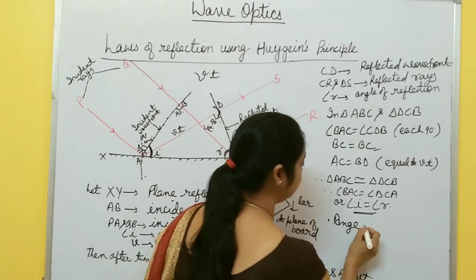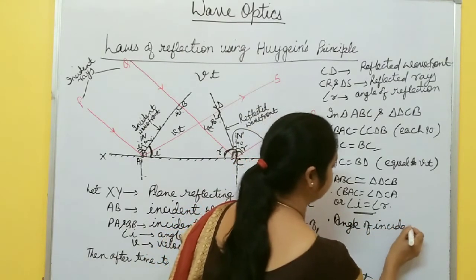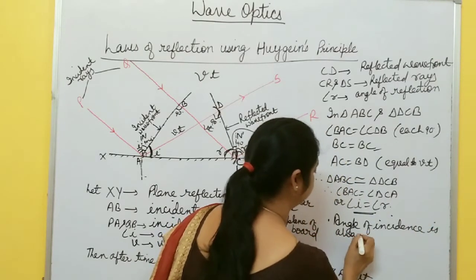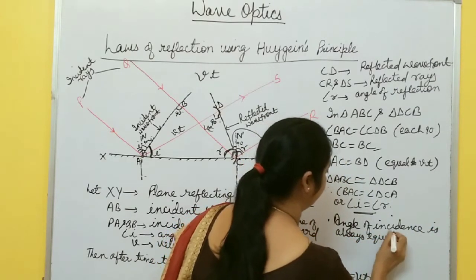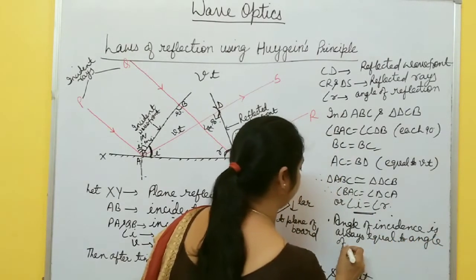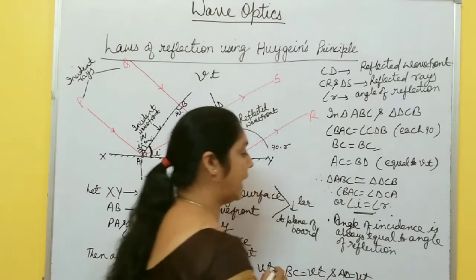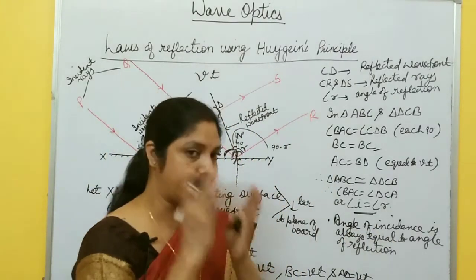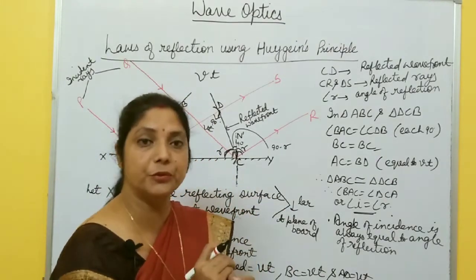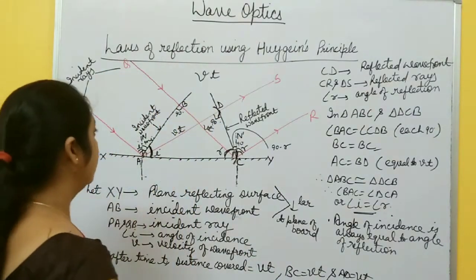Angle of incidence is always equal to angle of reflection. Now one more law, you know that incident ray, reflected ray and normal all lie in the same plane. How you prove? You can prove easily with the help of this only theoretically, right?